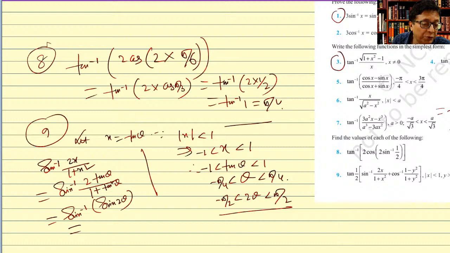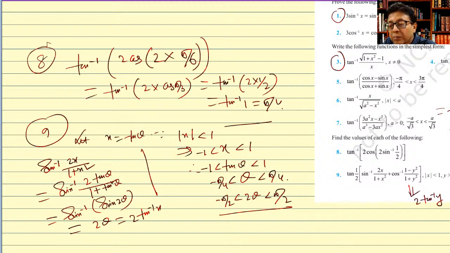Multiply by 2. So it is 2 theta, which lies in the principal value branch. It will be 2 tan inverse x. In the same manner you show this one, 2 tan inverse y.